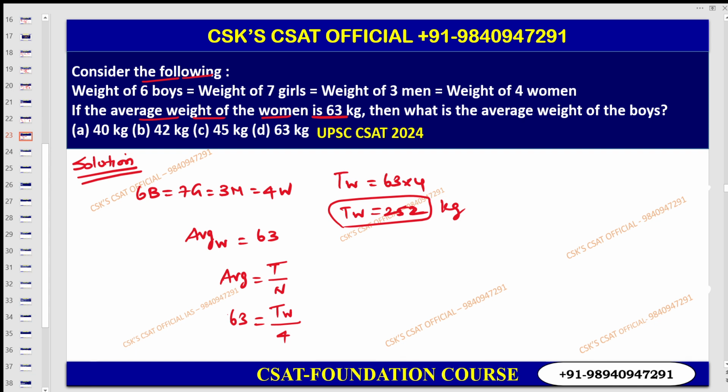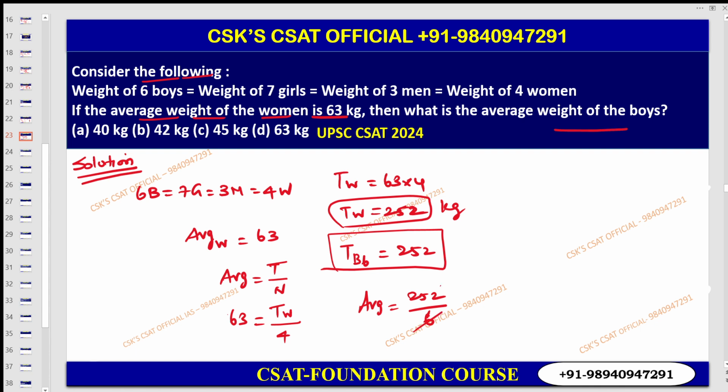So this is equivalent to the 6 boys' weight here, right? This 252 is equal to the summation of the B6 here. B6 means 6 boys here. We have to find out the average. So average means you have to divide by the number. How many boys are there here? 6 boys are there. You can cancel here. So if you cancel here, you will get 42 kg. Are you guys understanding? Shall I move to the next?